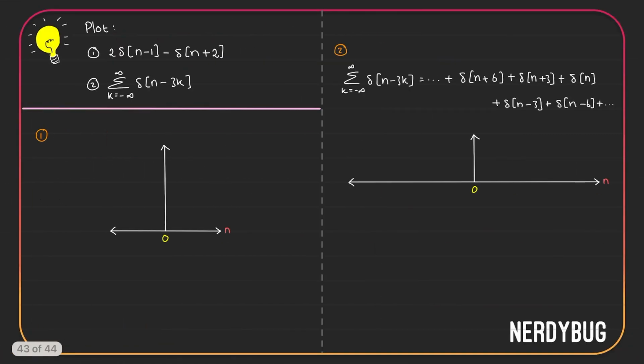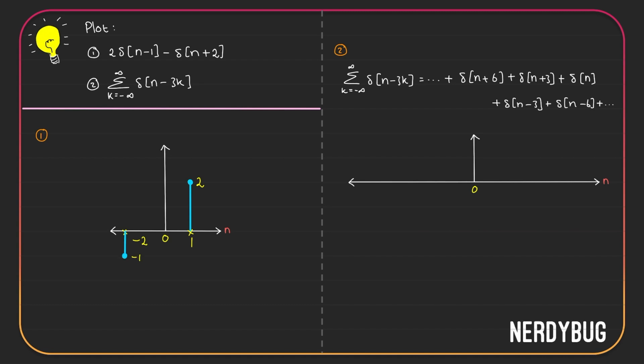Let us solve some problems now. First, we have to plot 2 delta of n minus 1 minus delta of n plus 2. Delta of n minus 1 obviously is going to be at plus 1. Over here, its magnitude is 2. So I will get something like this. The next part is minus delta of n plus 2. Delta of n plus 2 will come at minus 2, and its value is negative. It is minus 1. So it will be something like this.